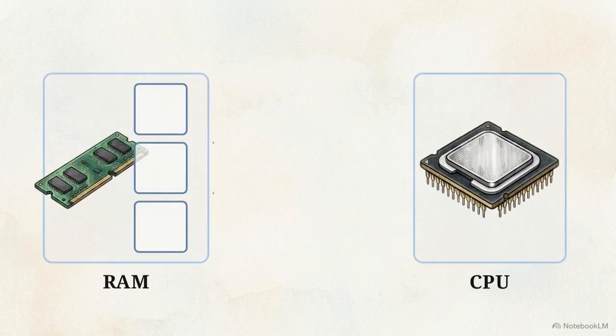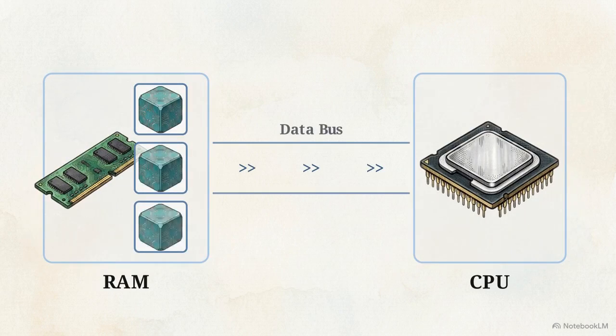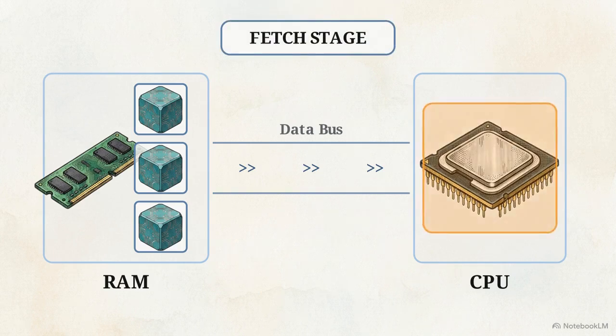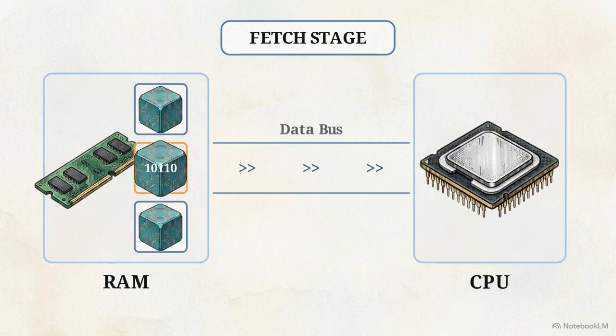This diagram shows the macro relationship between system memory and the processor. Dormant software sits in RAM, waiting to be retrieved. The cycle begins with the fetch stage. The CPU physically retrieves a specific binary sequence, pulling it across the data bus.